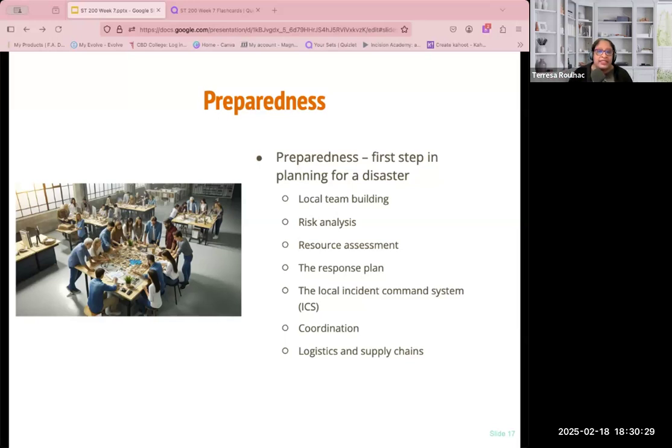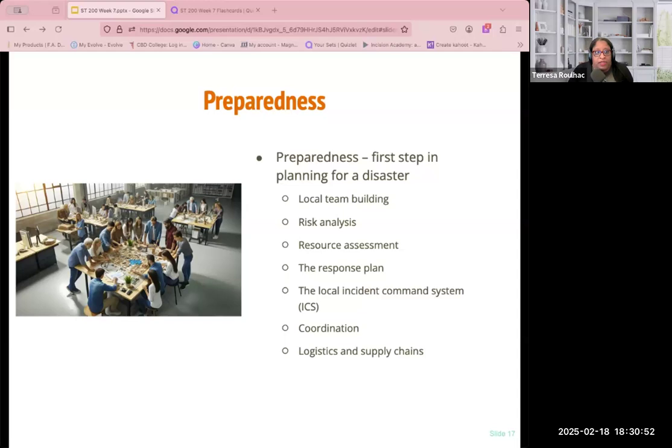We have risk analysis that you see up there, right? That's the second one. It involves looking at potential hazards, whether it's natural or in the community. We're looking at earthquakes, we're looking at hurricanes, we're looking at technological, which is chemical spills, human made, could be terrorism.